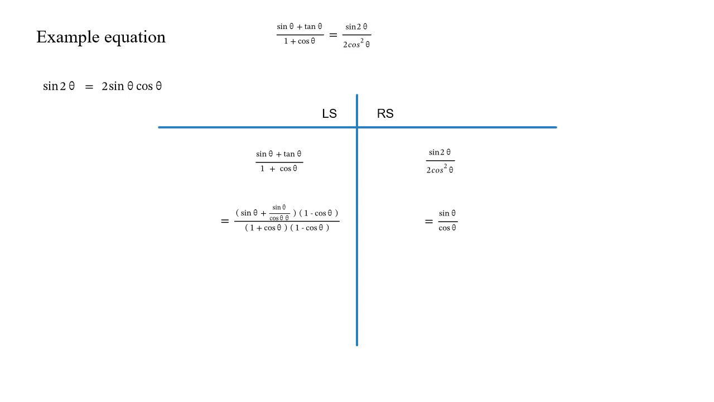As you can see, both the top and bottom have been multiplied by 1 minus cosine theta. Now expanding, that will give us on the top sine theta plus sine theta divided by cosine theta minus sine theta times cosine theta minus sine theta, and in the denominator 1 plus cosine theta minus cosine squared theta.